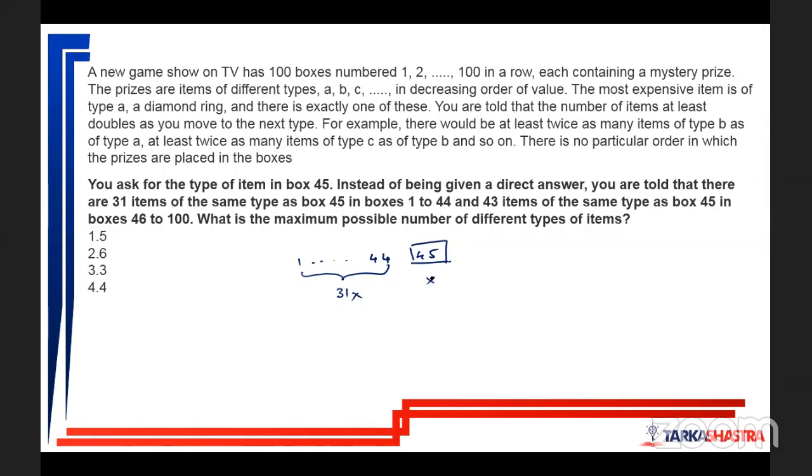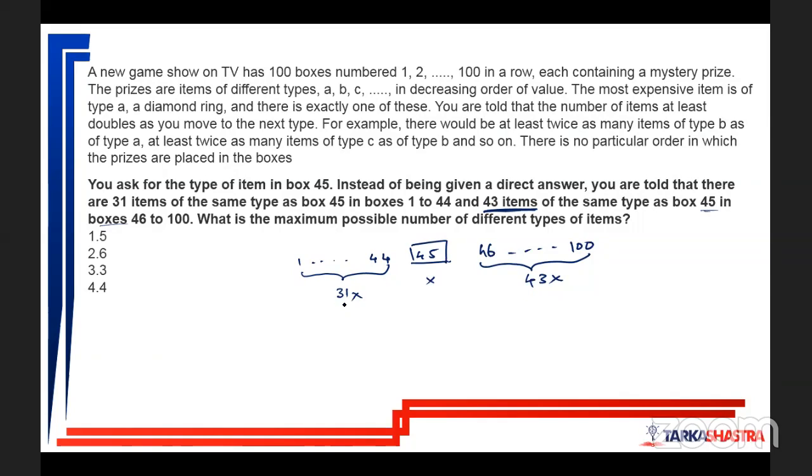Among 1 to 44, there are 31 times you will find this type of item, that is 31X. Correct. And 43 items of the same type as box 45 in box 46 to 100. So 46 to 100, the same type is repeated 43 times, 43X. Correct. What is the maximum possible number of different types of items we can have?